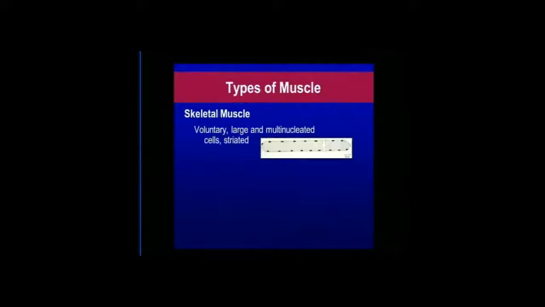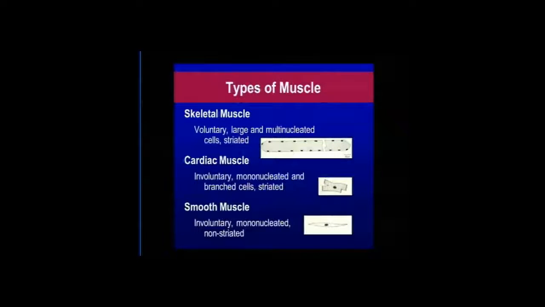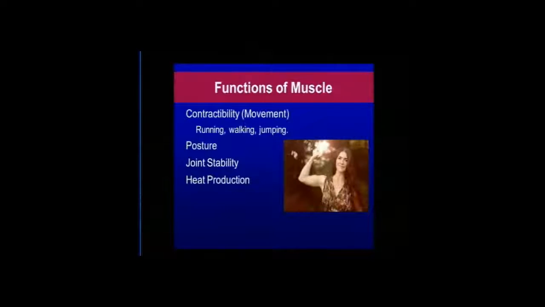So there are different types of muscle. I mentioned skeletal muscle is voluntary. You control it. It's a large cell. Cardiac muscle is involuntary. You can't tell your heart to beat faster. You can make it beat faster by running, but you can't tell it to. And smooth muscle is the smallest one. It doesn't branch. The cardiac muscle does branch. So here we see some movement.